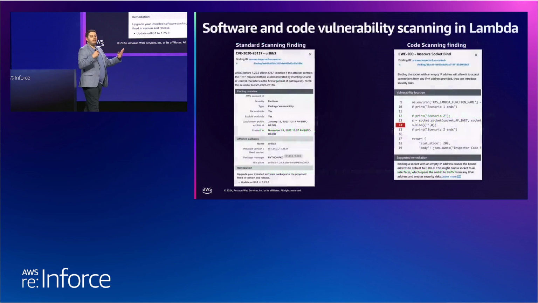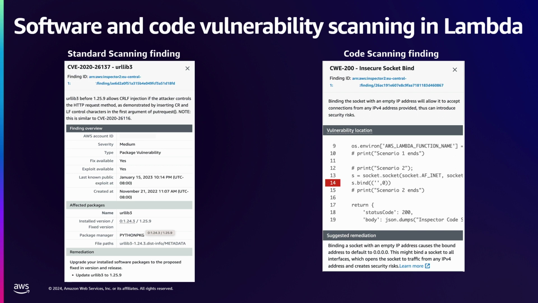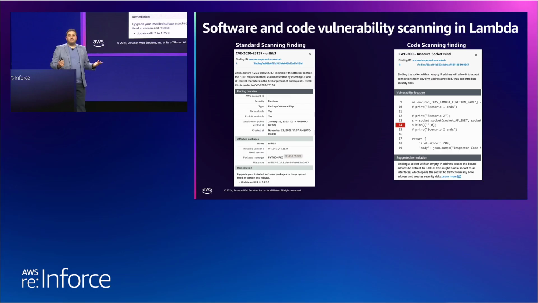And finally, we've spoken about software versus code vulnerabilities. You can see on the board two types of findings that come from Inspector for a Lambda function. On the left-hand side, we are seeing a software vulnerability, a vulnerability in a package being used by the function. On the right-hand side, you can actually see the code vulnerability, pointing to the relevant line in the code where the vulnerability is. So in this case, it's a socket bind that really will accept communication from all IP addresses. So Inspector really gives you the visibility both into software vulnerabilities as well as code vulnerabilities.